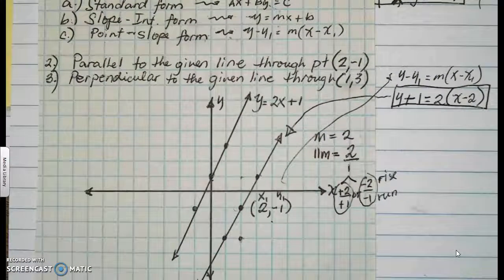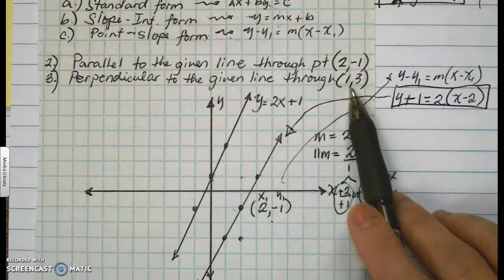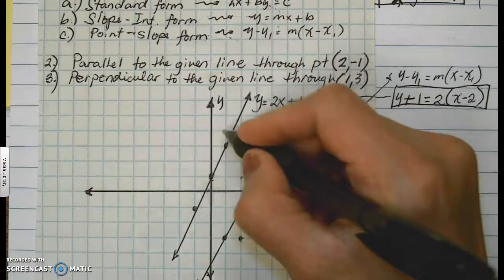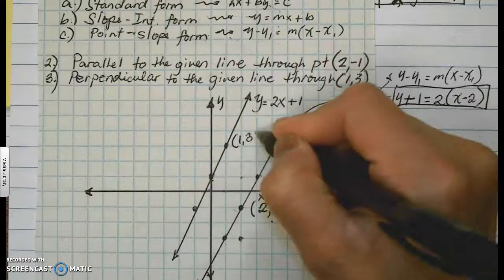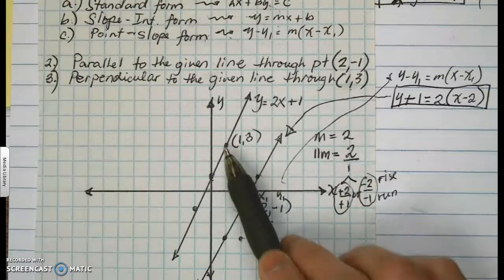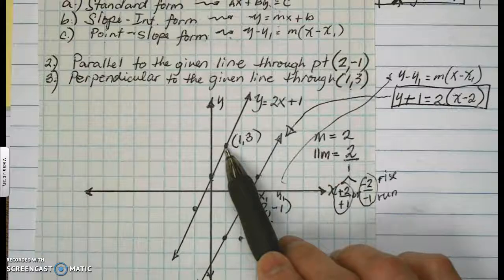Now let us create the perpendicular to the given line through point 1, 3. So first step to graph a perpendicular line to a given line through 1, 3 is that you put your pen where that point is, and that point is 1, 3. Okay, so this is the one we're using. I want a perpendicular line through that. The thing is, we have to have another point, and we can get that by identifying our slope.